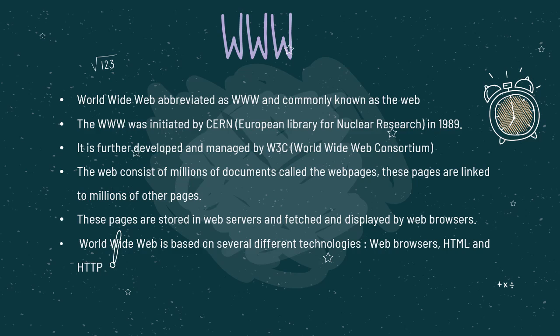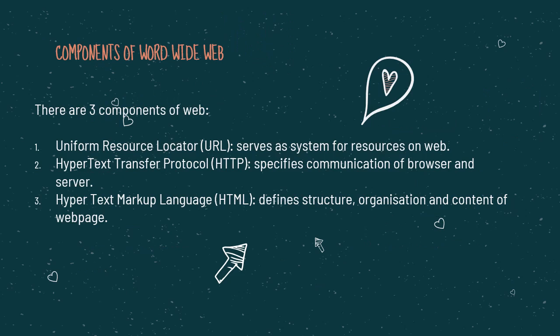So two programs are there. Stored in web servers, which can be either a program or a computer itself, then fetched and displayed by web browsers on the user's computer. The World Wide Web is based on several different technologies, for example web browsers, HTML, HTTP, etc. Now we are going to see the basic components of the web.